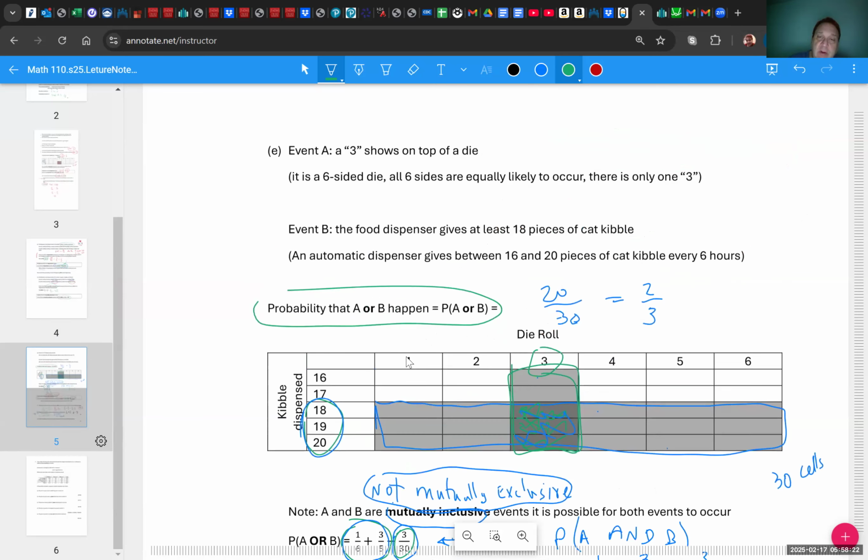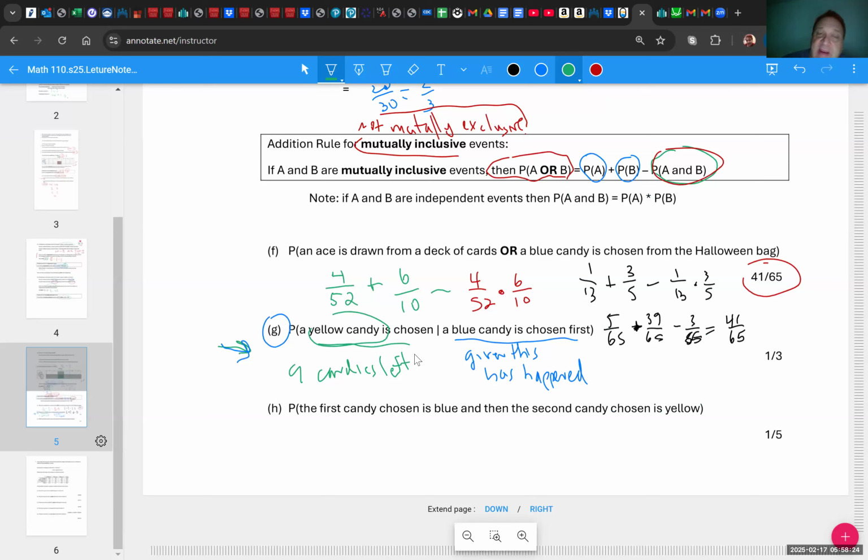Okay, so there are 9 candies left. How many of them are yellow? 3 yellow left. Or maybe still. Right? So we know a blue candy was chosen first. So yank, get the candy out, eat it. So we know that there's 1 fewer candy in the bag. So there's 9 candies left. How many of those are yellow? Well, there's still 3 yellow because we ate a blue one. We didn't eat a yellow one.